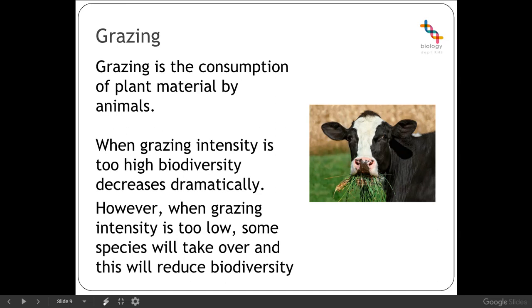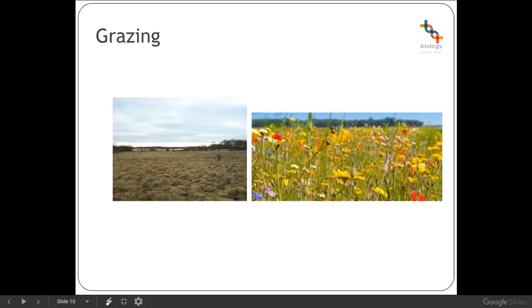However, when grazing intensity is too low, if you don't have any animals eating the plants, then some plant species will actually just take over, will outcompete the other plant species, and that will actually reduce biodiversity. And in these pictures, you can see that on the left, we've got a field which has been quite highly grazed, whereas on the right, we've got a field which has been left with moderate grazing. So there have been some animals allowed through. That's reduced the number of species that can overcompete and allowed us to have a greater variety of different species in that field.